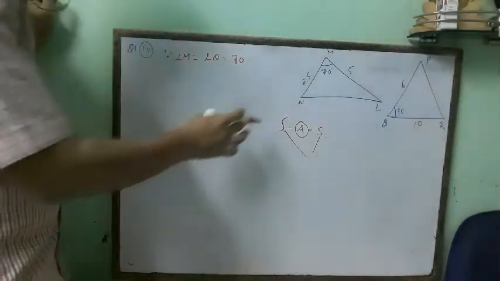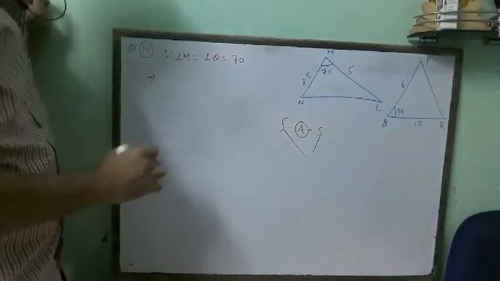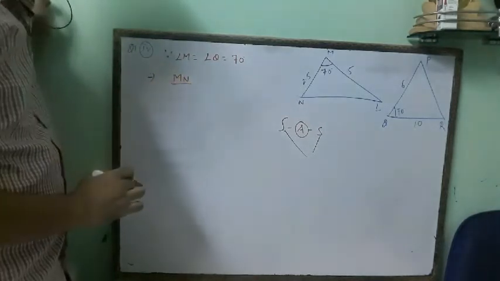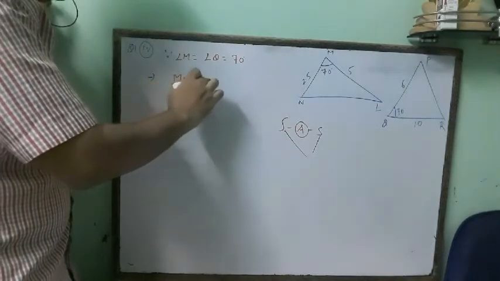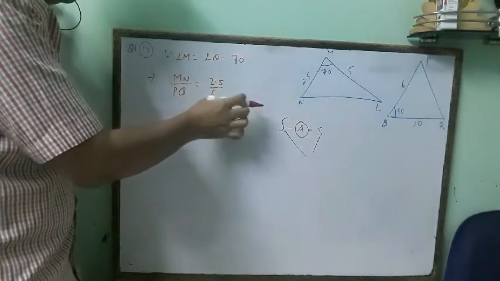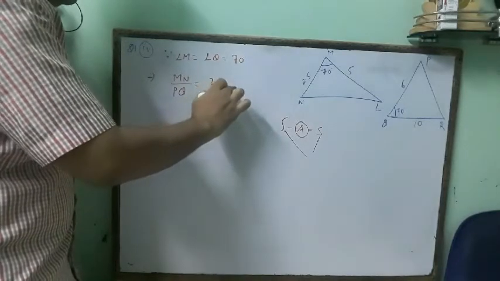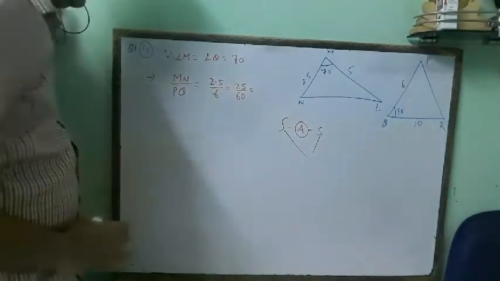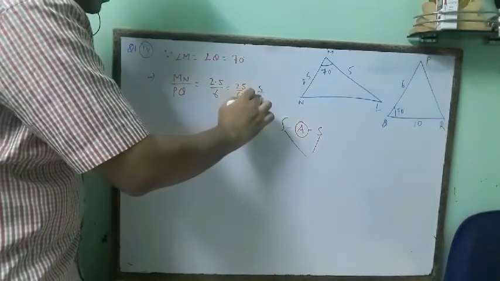So first we will choose the corresponding sides and check whether the ratio of the corresponding sides is equal or not. So we will use MN divided by PQ. Therefore 2.5 divided by 6. After removing the decimal point it will become 25 divided by 60. Then by dividing by 5 on both sides it will be 5 by 12.